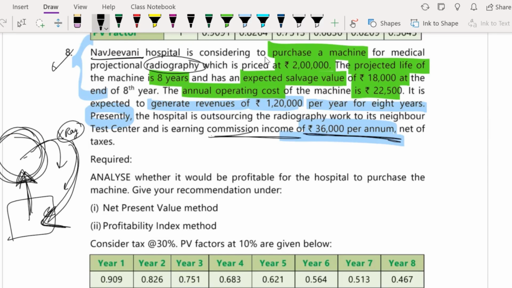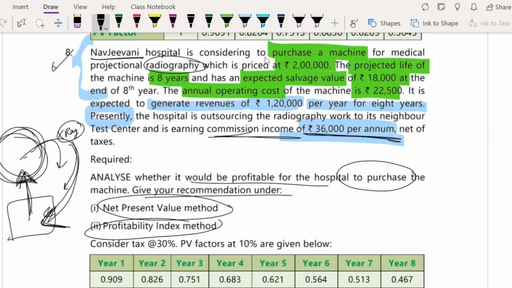Okay, net of taxes. Now analyze whether it would be profitable for the hospital to purchase, or whether it can continue the way it was continuing already. So you have to give your recommendation under the NPV method and profitability index method. Tax rate is 30% here. PV factor is 10%. Whenever tax rate is given, importantly remember that a depreciation point will come.